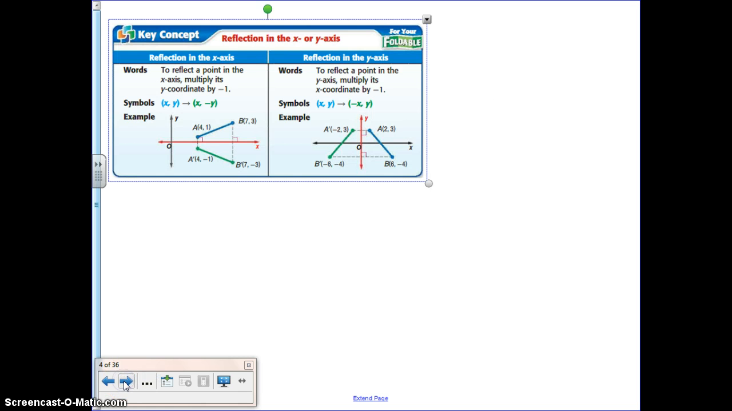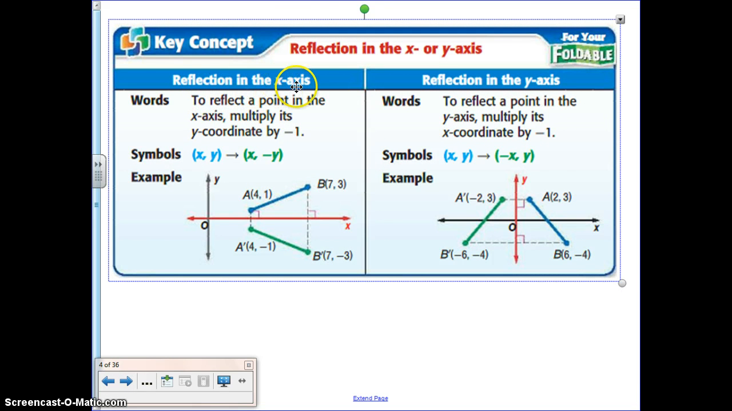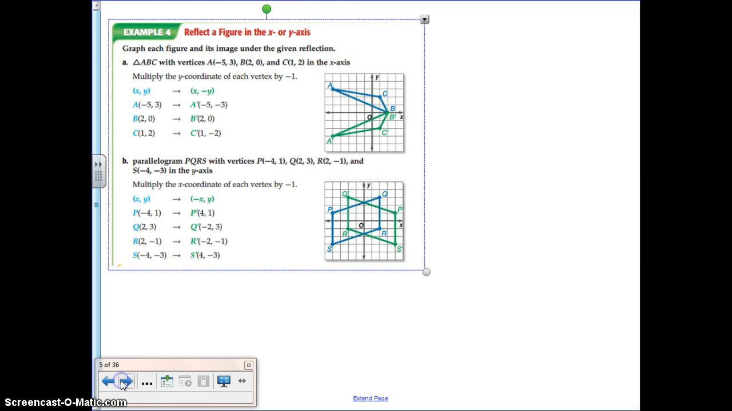We're going to do one other example, but first let's just talk about reflections in the x-axis. To reflect a point in the x-axis, all you're doing is multiplying its y coordinate by -1. So it's almost the opposite of what you'd think. So to reflect A over the x-axis, we multiply its y coordinate by -1. To reflect a point in the y-axis, you're multiplying the x-coordinate by -1. So again, it's a little bit opposite of what you would think.